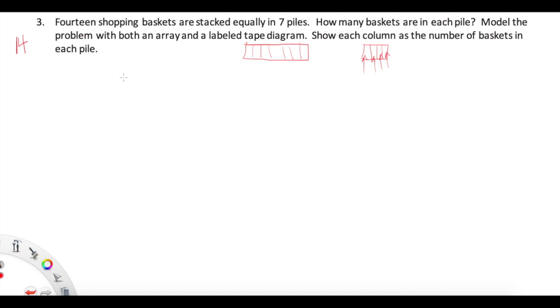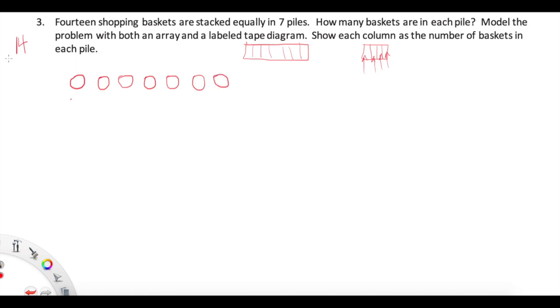equally in 7 piles. So I'm going to go ahead and start drawing my array, and I'm going to know that I need 7 piles. So you know what I'm going to do first? I'm going to draw my 7 piles. So I have 1, 2, 3, 4, 5, 6, 7. So now I have my 7 piles.